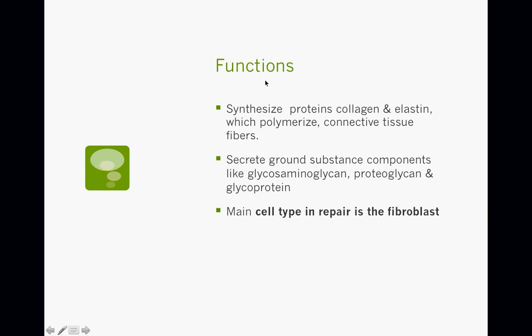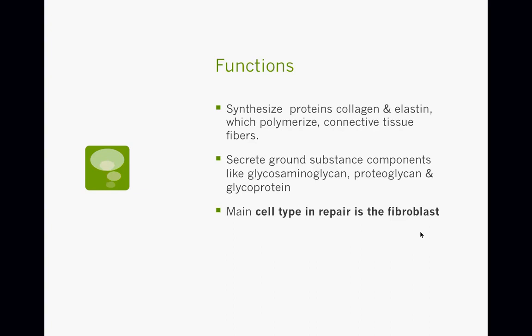So when it is synthesizing the protein and secreting the ground substance, what it is doing is repairing. So it is the main cell type in the repair. This is another MCQ question: which connective tissue cell is mainly involved in the repair? The repair of the connective tissue by protein synthesis and by the secretion of the ground substance is done by the fibroblast.